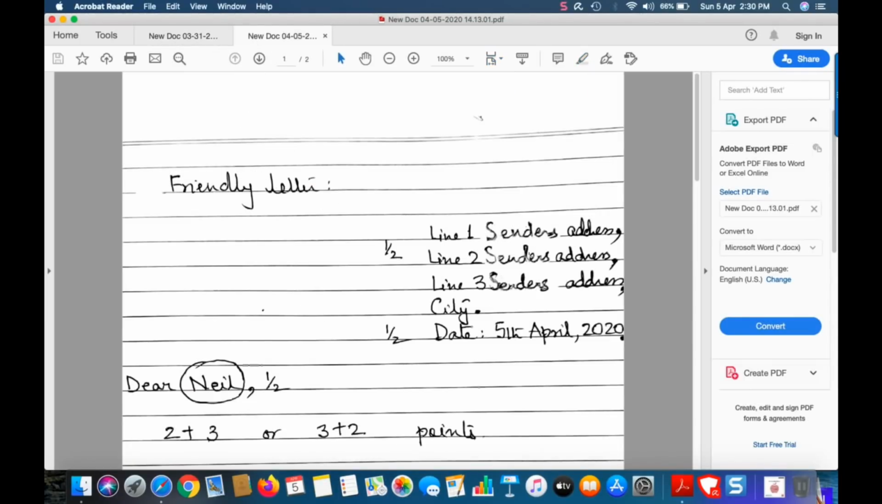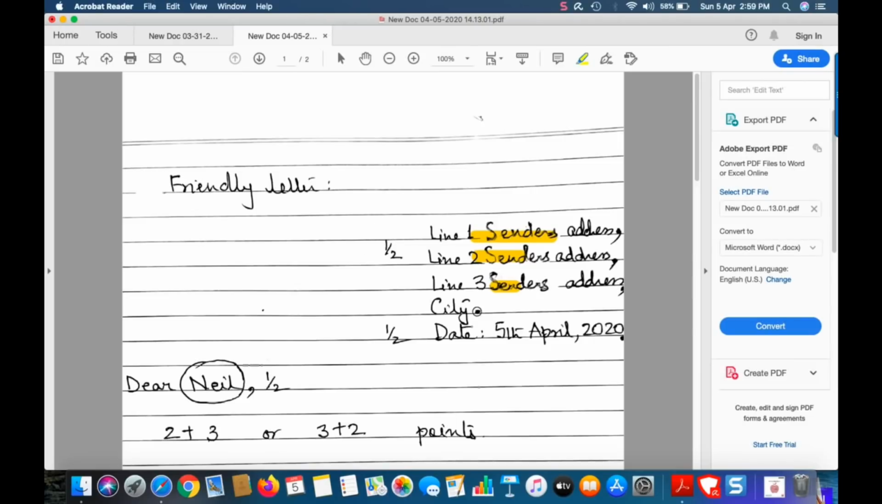This is the address which will be on the right side of the page. Let us concentrate on the sender's address. This address will be on the right side of the page. Now note, this address will have 3 lines. As you can see here, line number 1, line number 2, and line number 3, and after that will be city. If you do not write a 3-line address, this half mark will not be awarded to you.